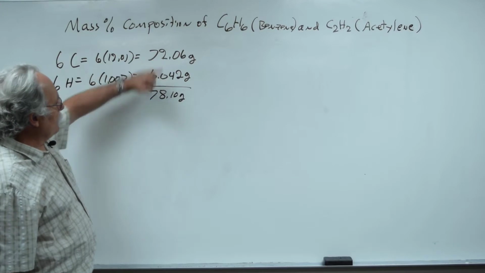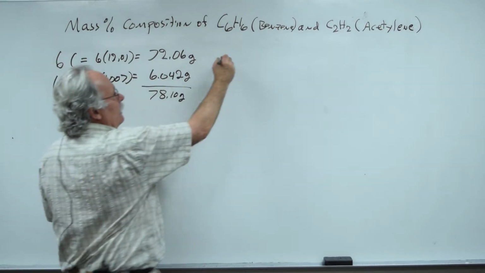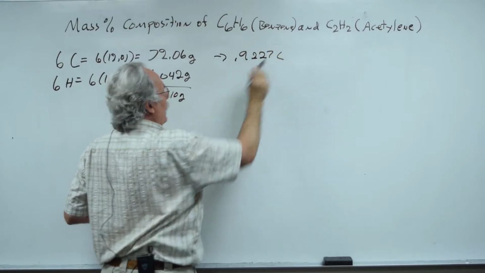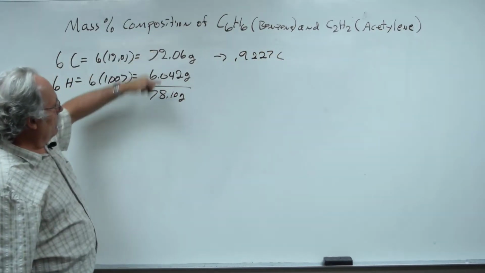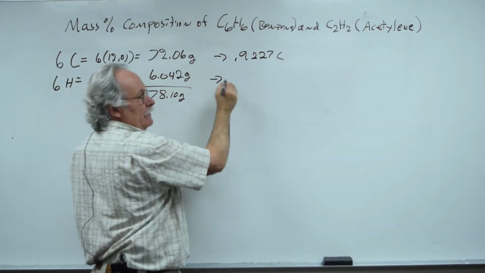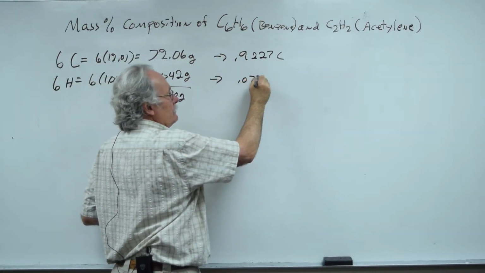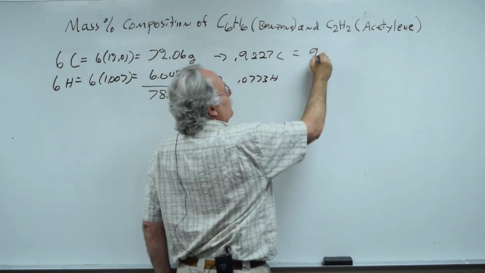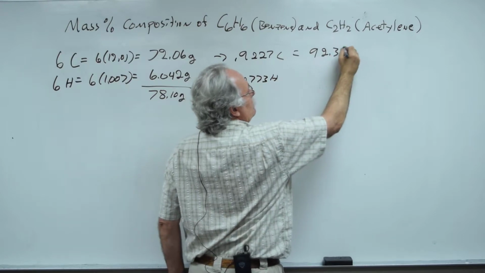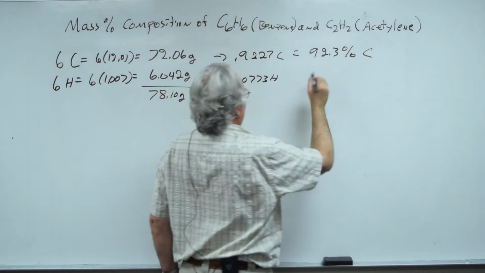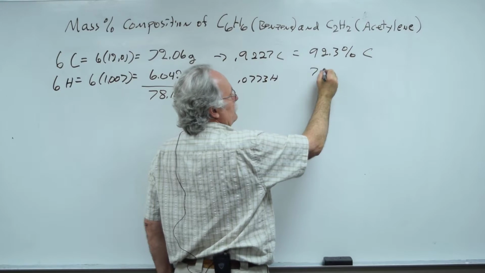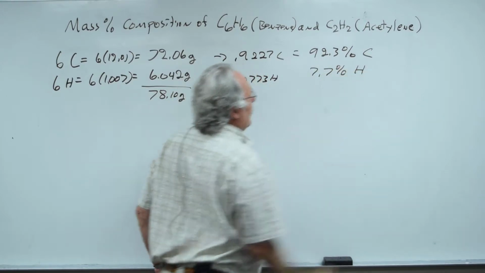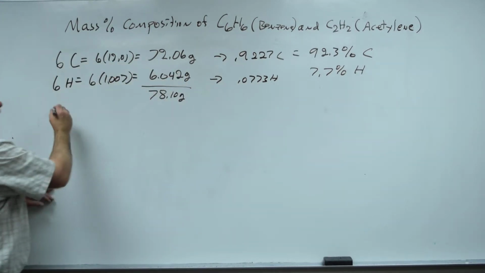So when I divide the 72 into the total mass, it becomes 0.9227 carbon. When I divide the 6.04 into the total mass, it becomes 0.0773 hydrogen. So this is equal to 92.3% carbon and 7.7% hydrogen.